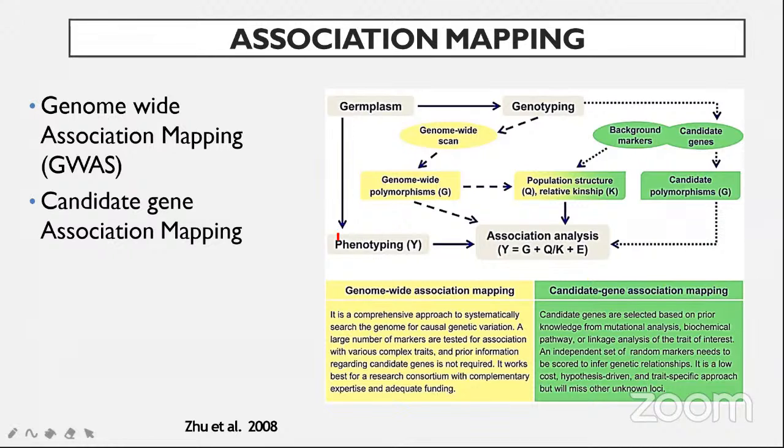In those cases, we call it candidate gene association mapping, but that is rarely used because finding markers within them and doing it manually is harder than doing a genome-wide association mapping, where you can use all the markers and use SNP chips or other systems.